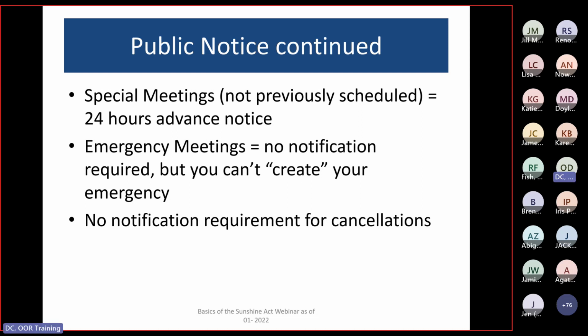Under the Sunshine Act, for special meetings, you need to have at least 24 hours advance notice rather than the 72. All other conditions are the same though. Paid newspaper of general circulation, posted at the meeting site. You can also have emergency meetings where there is no requirement for prior notification, but it must be a bona fide emergency. The example I like to use is a snowplow.